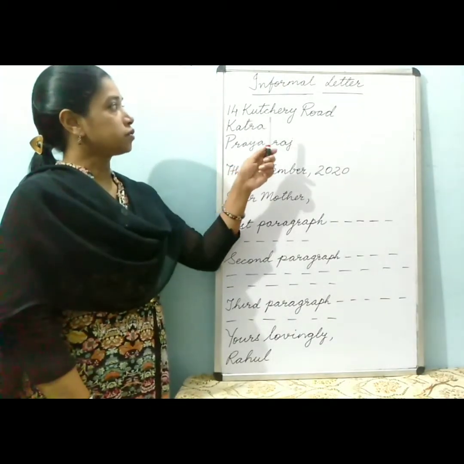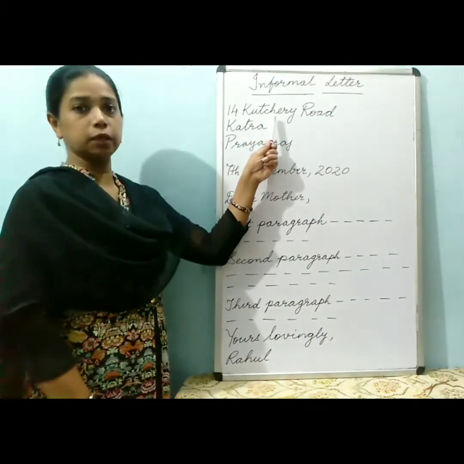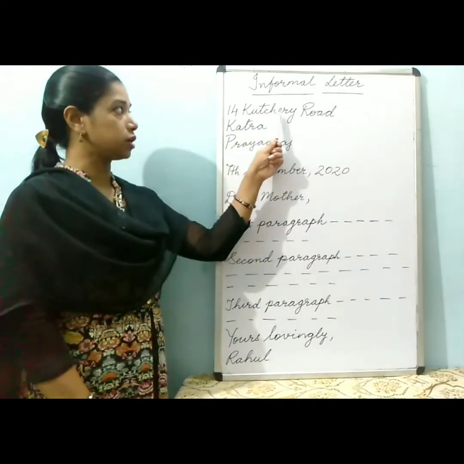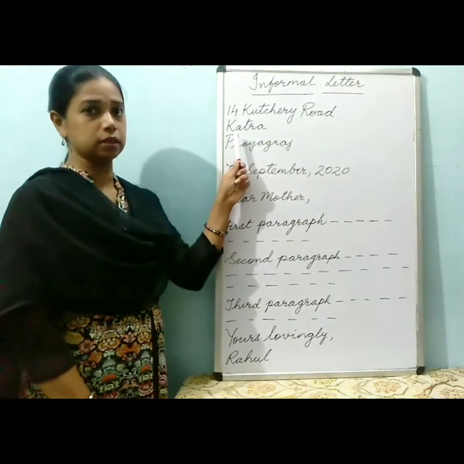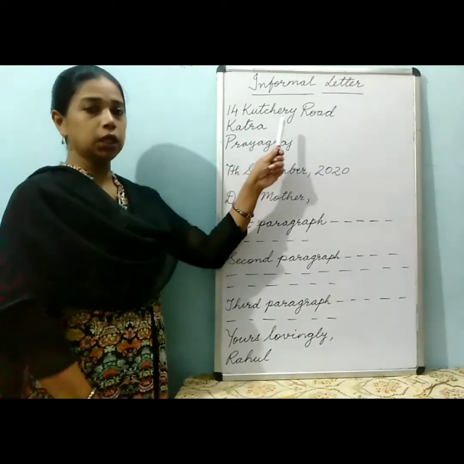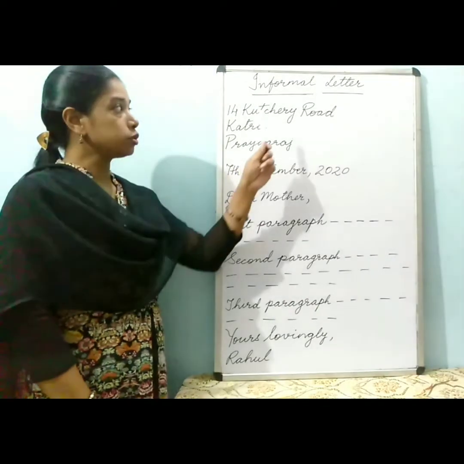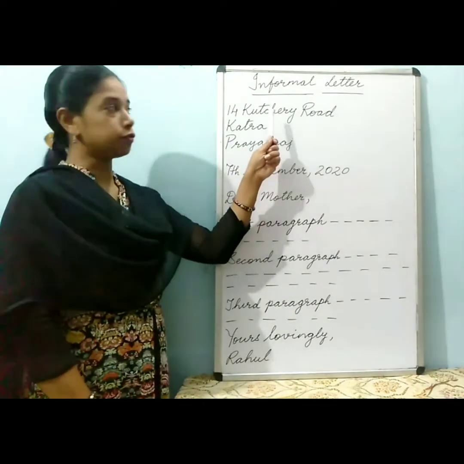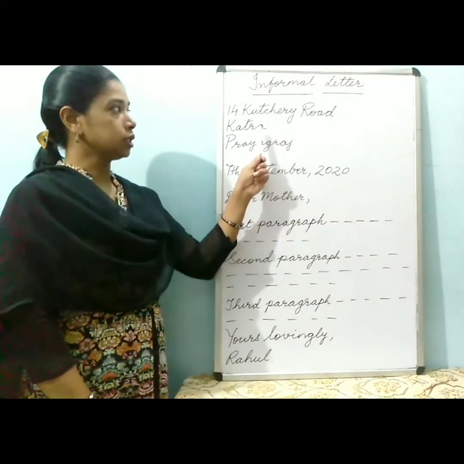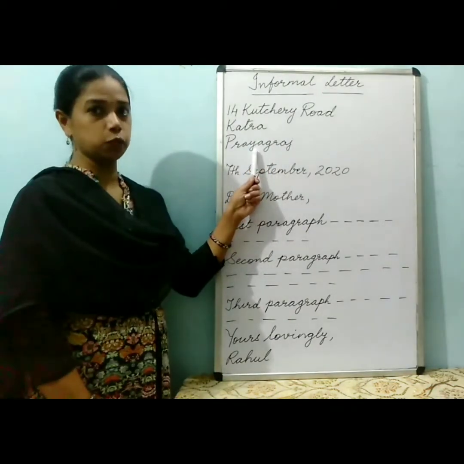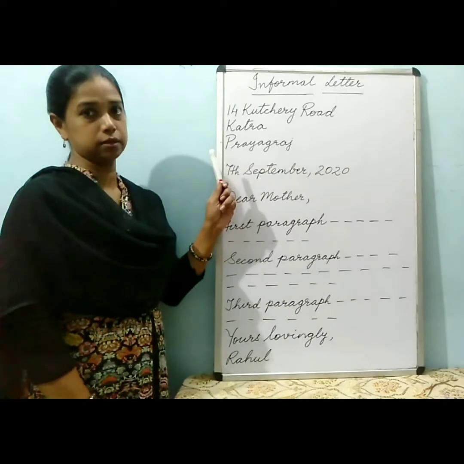Then sometimes I have seen children writing half the name of the road on one line and half on the next line, like Kacheri on top and road on the next line, and then putting a comma and then writing Katra. That is also a wrong method. Use separate lines, children, for writing the name of the road, the name of the locality and the name of the city, all in separate lines.